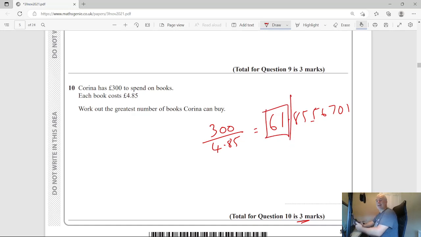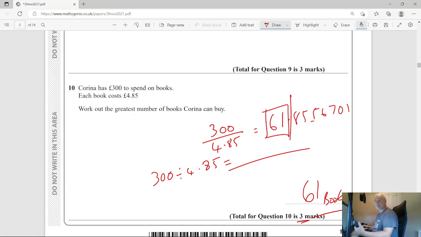So we can buy 61 books. So we're looking to truncate this number. Okay, so we're going to cut it off where it is. We're not going to round it up because we haven't got enough money to buy a 62nd book. So we can buy 61 books. Okay, and that would be my answer. So again, straightforward calculation. This time I'm dividing 300 by £4.85. And whether you write it in a fraction form like that, or you did it 300 divided by 4.85, it's still going to give you the same answer. And that would get you the marks for the working.